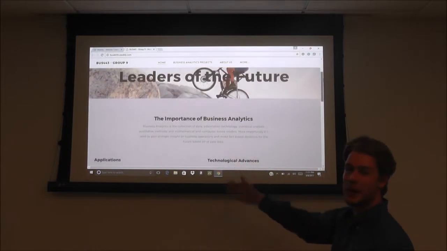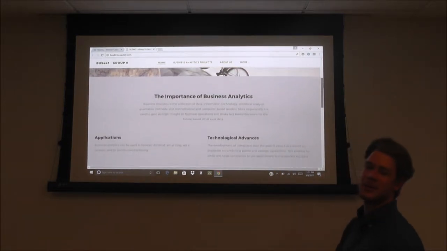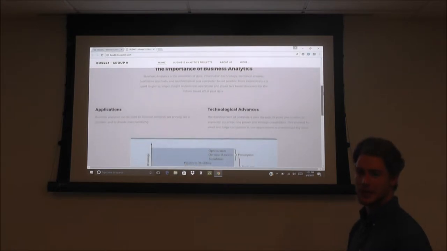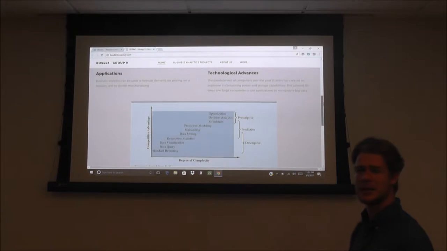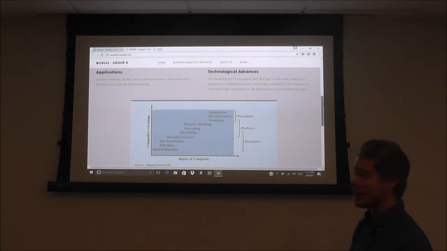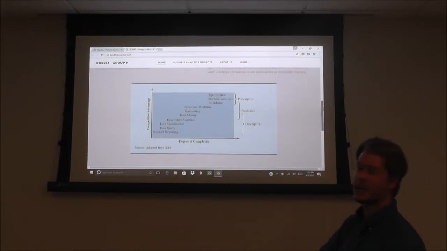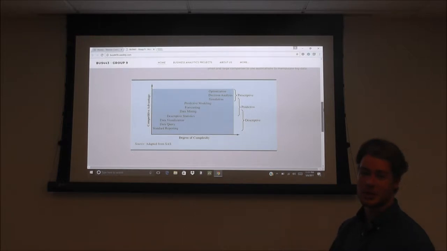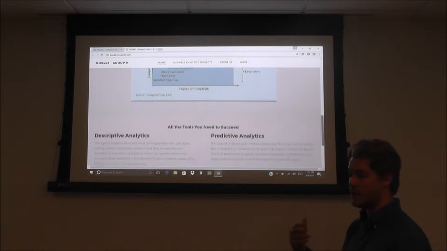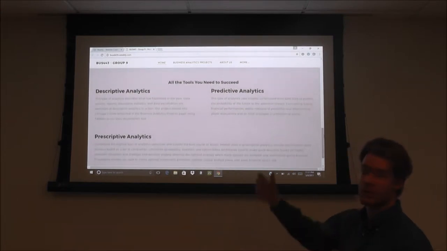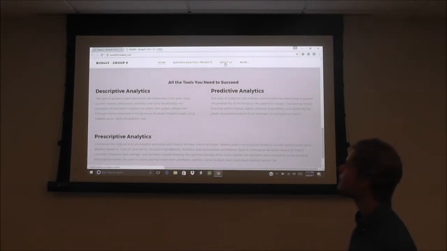So we start off with our homepage. We're talking about the importance of data analytics, how it's used in the industry, and how it's grown exponentially over the last 15 years, especially with the use of big data and how cost-effective it's become. As you can see, there's many types of data analytics, starting with descriptive, going all the way up to predictive. If you want more information on each of those types, we have projects as well as descriptions both below.